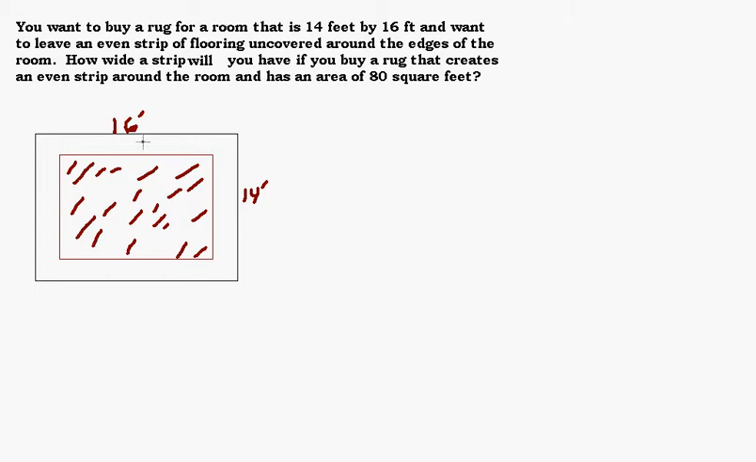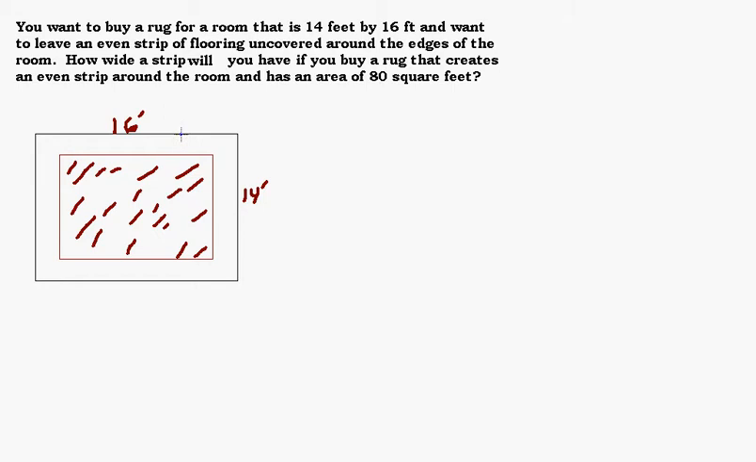to find, because it says how wide a strip will you have if you buy a rug that creates this even strip, and the rug has an area of 80 square feet. So we know the area of the rug is 80 square feet, and we want to figure out this strip. So let's put a variable in there. That's really important when you're doing a story problem, is thinking, okay, what is it that I'm trying to find? Because that's where your variable is going to go.